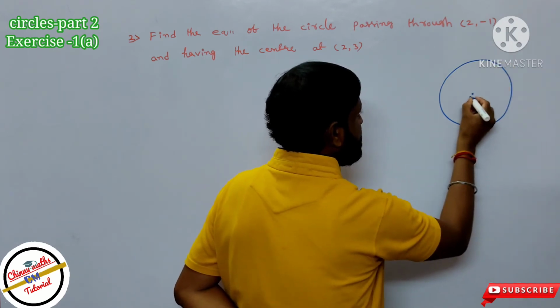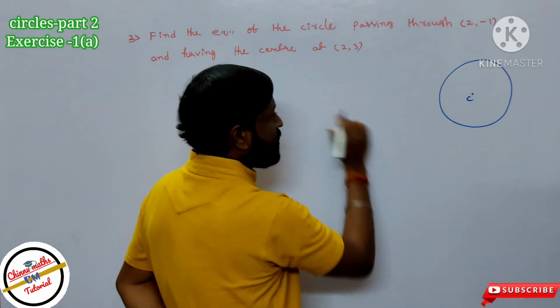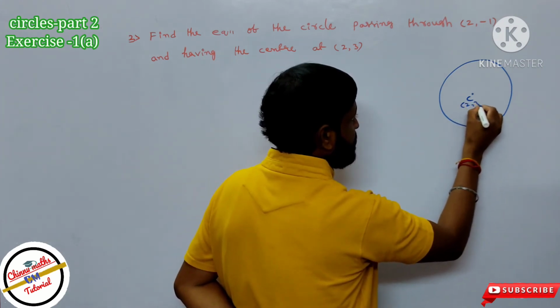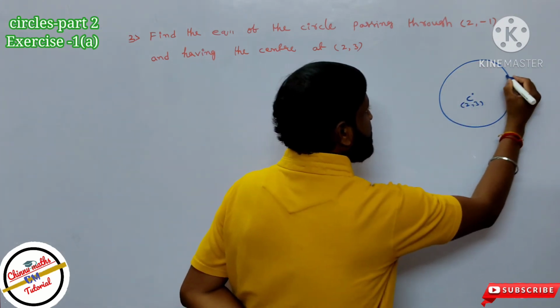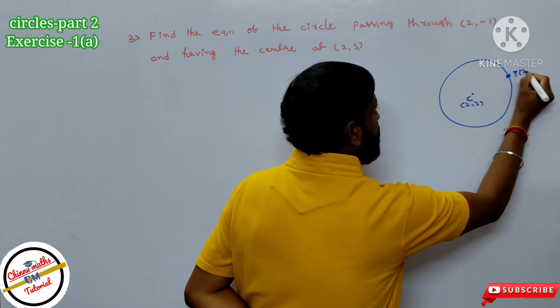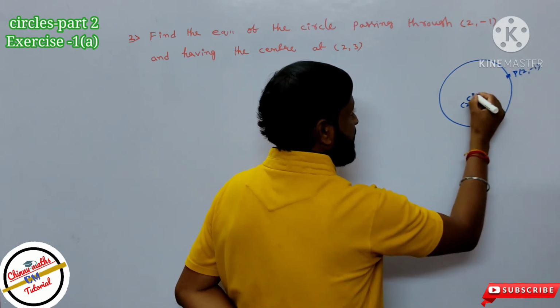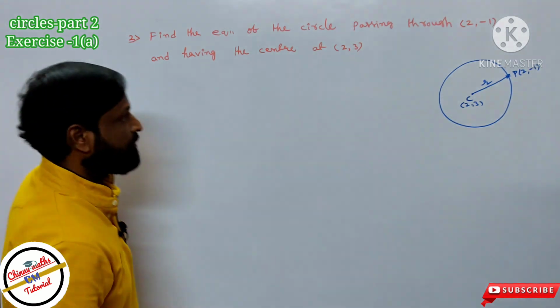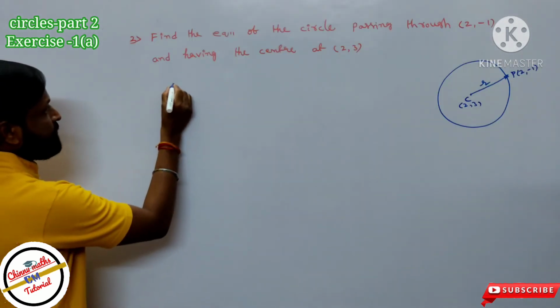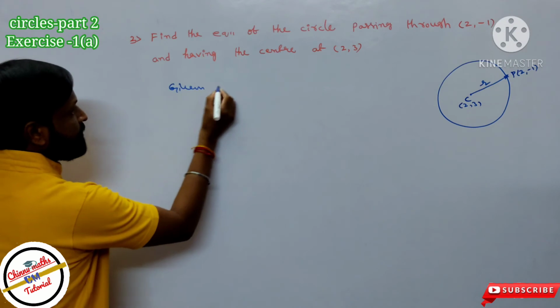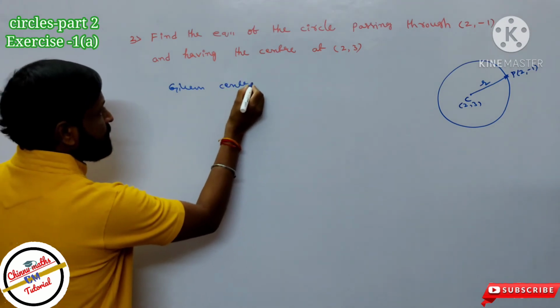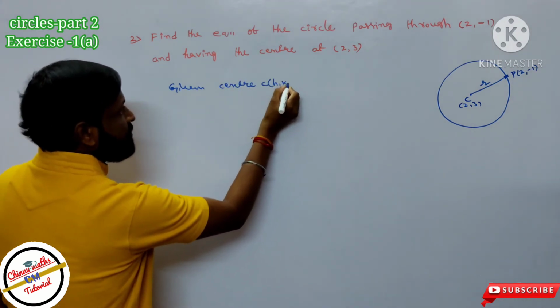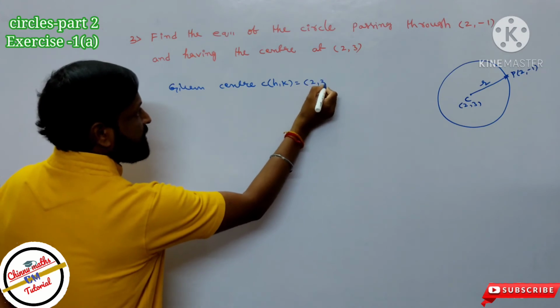Given that the center C equals (2, 3), and the circle is passing through the point P (2, -1). So joining them, this is the radius R. According to the problem, given center (h, k) equals (2, 3).